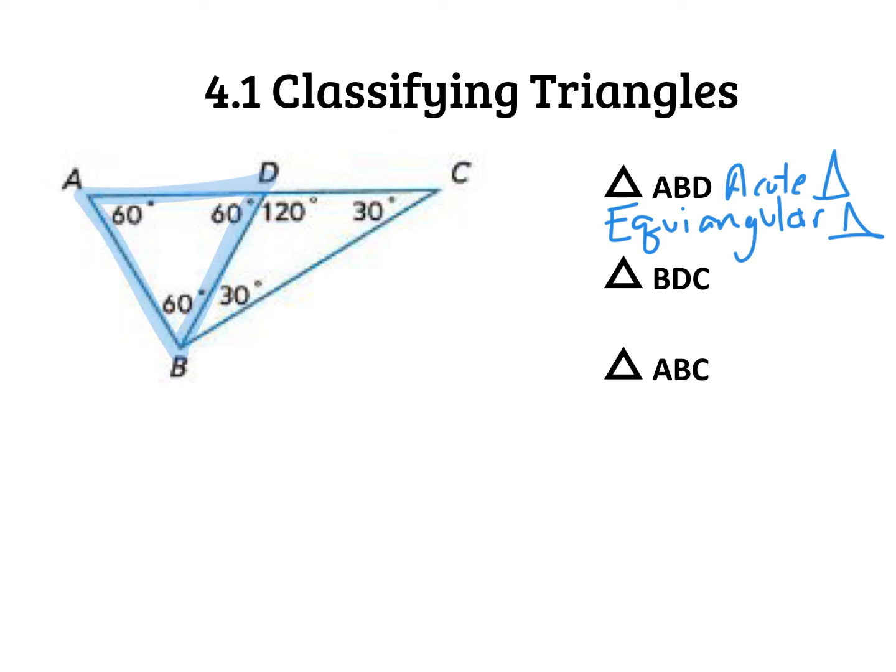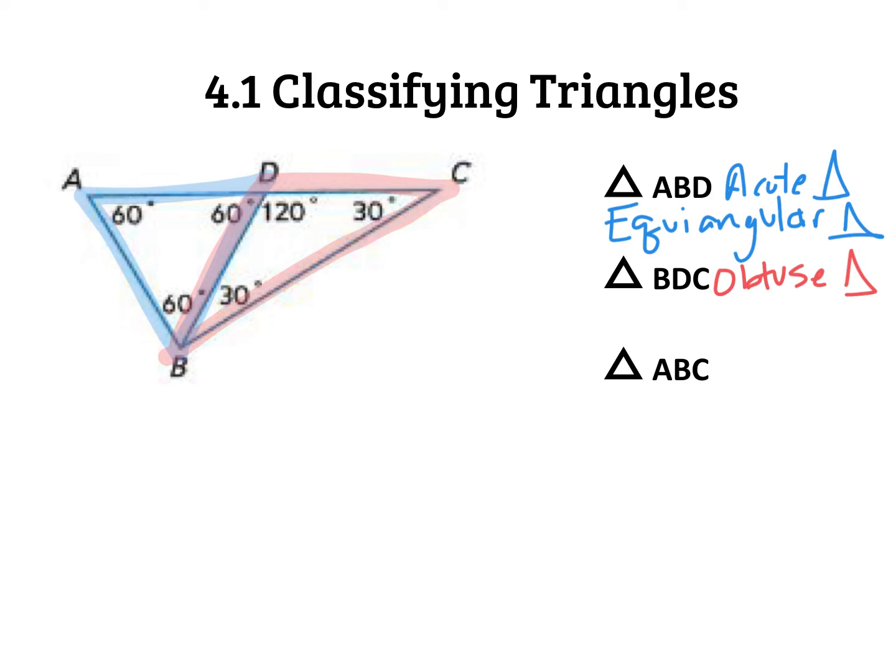Let's look at triangle BDC. I'll do this one in red. BDC starts here, goes to D and C. This one has two acute angles, but one of them is obtuse. So since we have 120 degrees here, we're going to call this an obtuse triangle. As long as one of the angles is greater than 90, we have automatically an obtuse triangle.